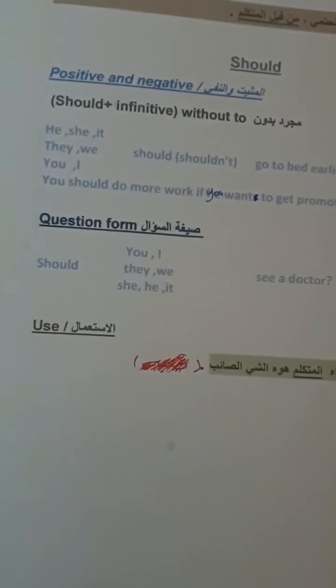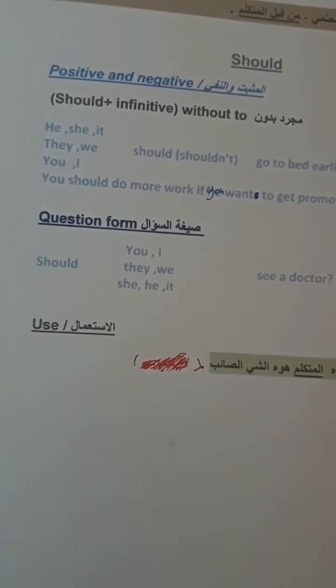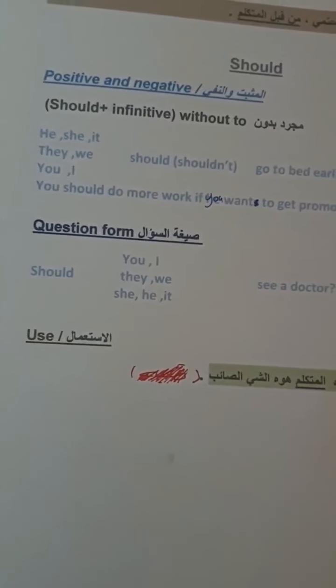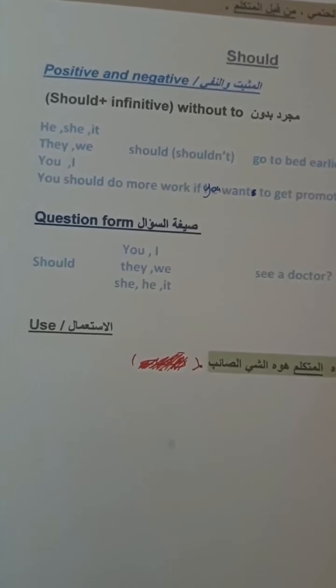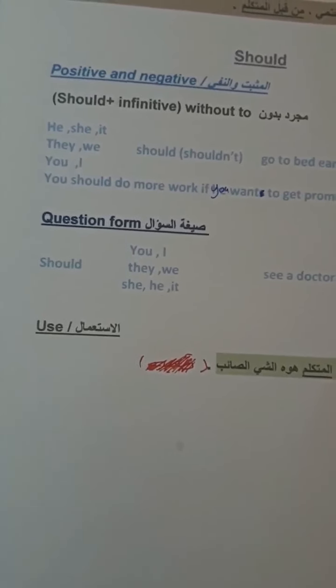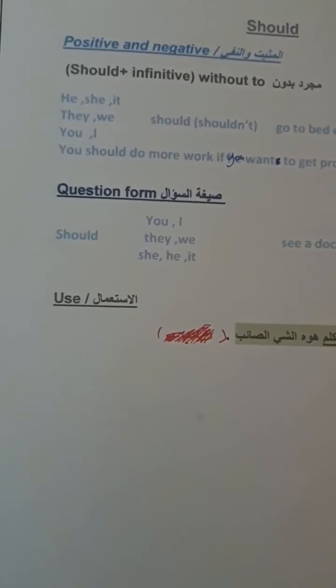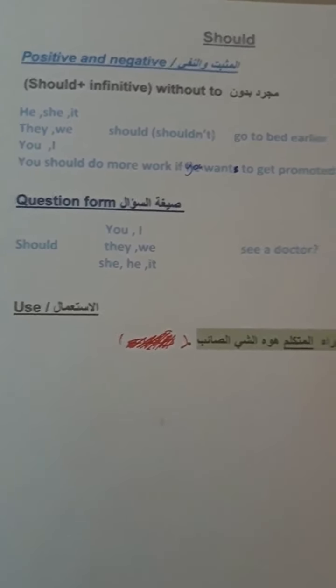ويعني هذا رأيي، ومن وجهة نظري إنه هو من الأفضل إنه يعمل أكثر، لكن هو ما زال لديه الفرصة إنه يقبل بهذا الرأي أو يرفضه. In question form should وبعدها subject وبعدها base form of the verb.